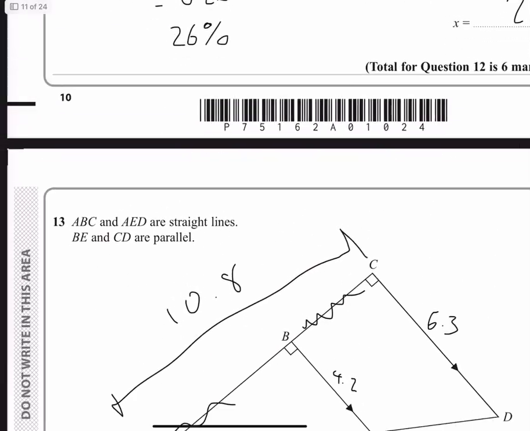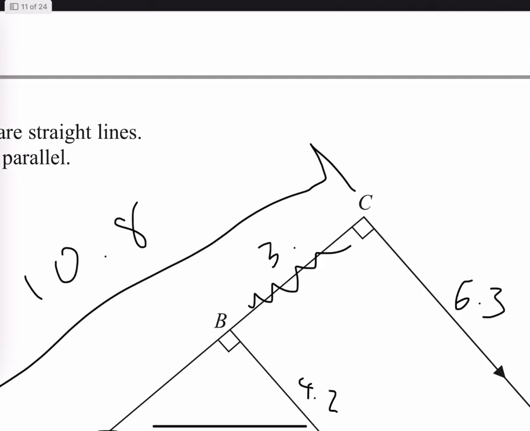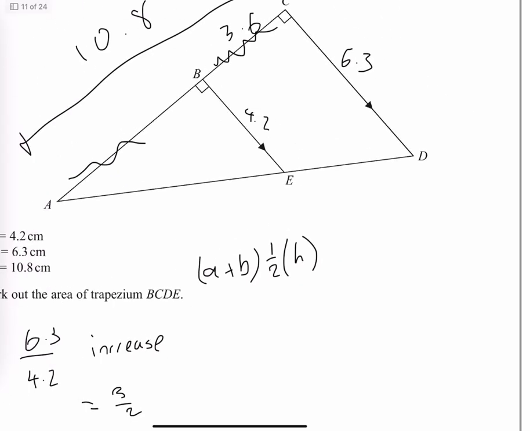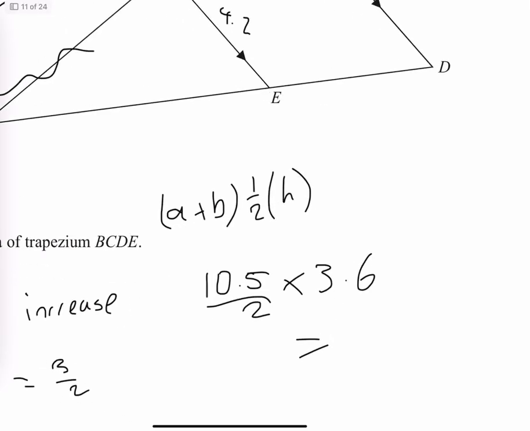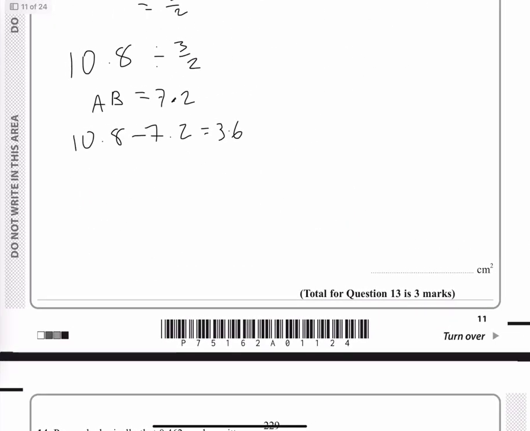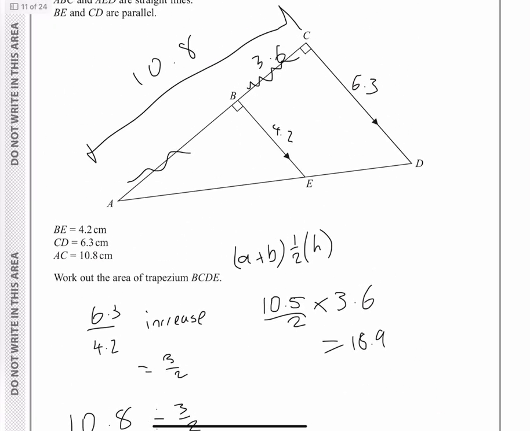So this is 3.6. We're now just plugging in the numbers, okay? So we have a plus b is 10.5 over 2 times 3.6. Type that into our calculator for our final answer, and we get 18.9. Have we got the right trapezium? Yes, we do. Okay, moving on.